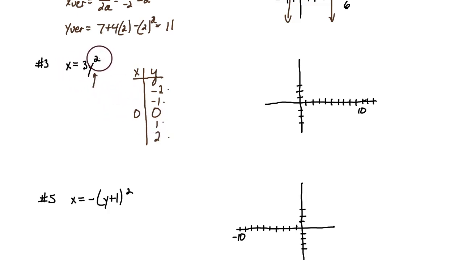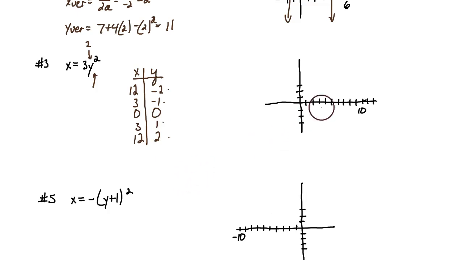We have 3 times 1 squared. That makes 3. And so will this. Now let's substitute in a 2. Right there where y is, put a 2. So we'll have 3 times 2 squared. That makes 12. And this will be 12 as well.